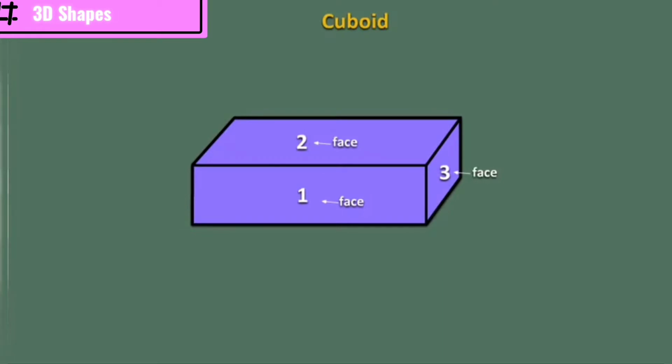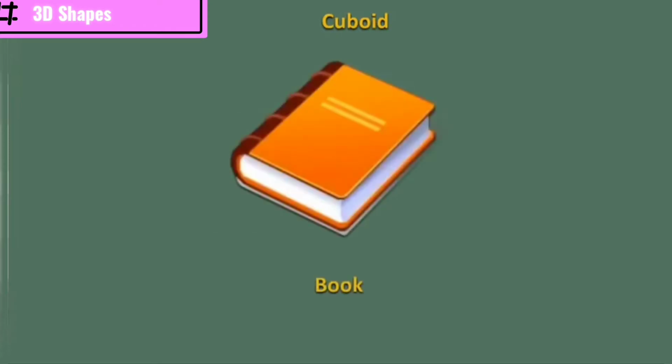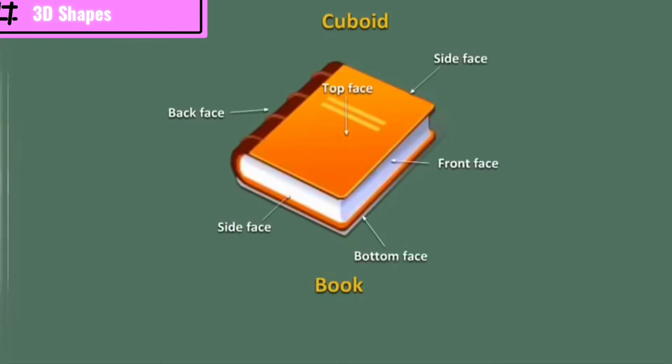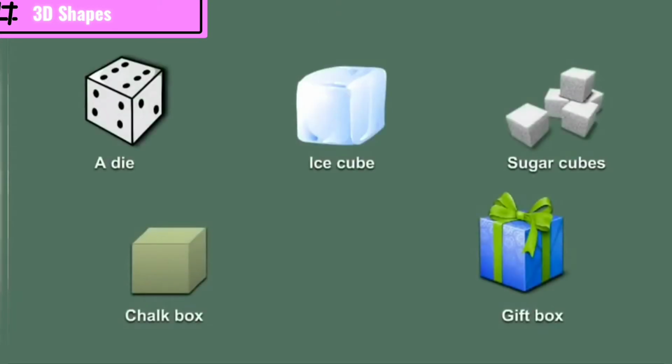Now, move on to the next one. The next few examples we can see here. This is a book. As we have already seen, it is an example of a cuboid, a perfect example of a cuboid. It has top face, bottom face, front face, back face and side faces. It has 6 faces, as we can see through the pointers, and right now all the 6 are visible. So our book is the example of cuboid.